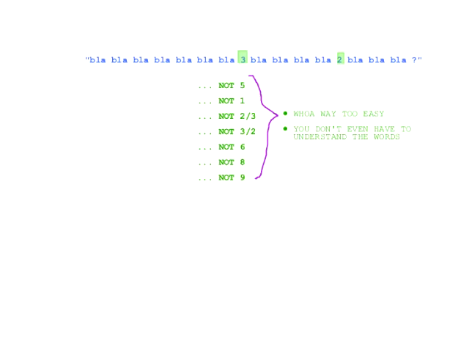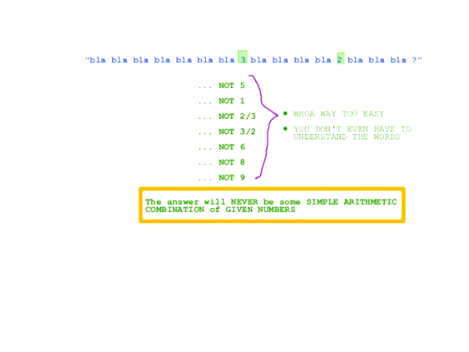So again, this is an article of faith if you want, but the answer will never be some simple arithmetic combination of given numbers. It's not going to be that you just pluck 2 numbers out of the problem and add them or multiply them or something. Nope, not going to be right, because they're going to give you a problem that you have to actually understand.